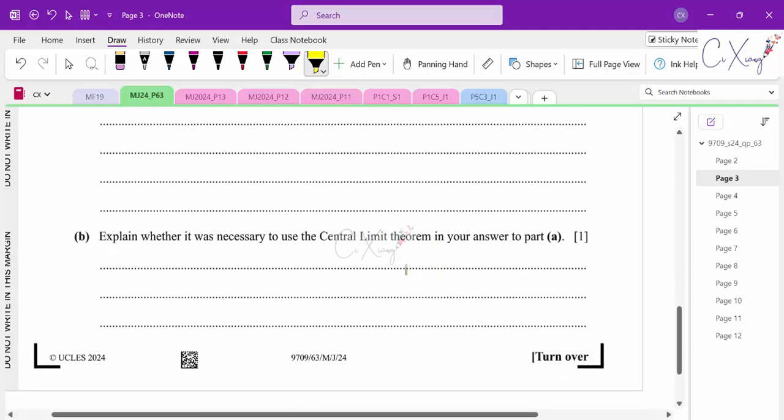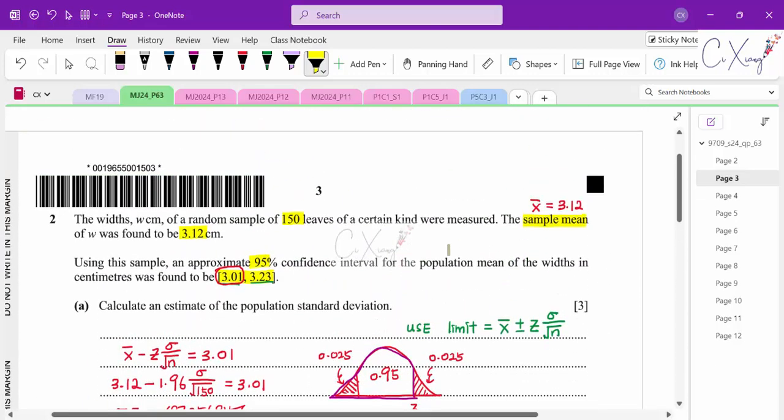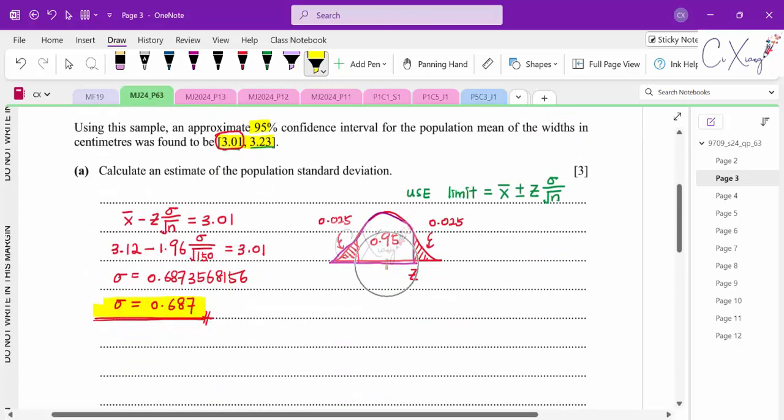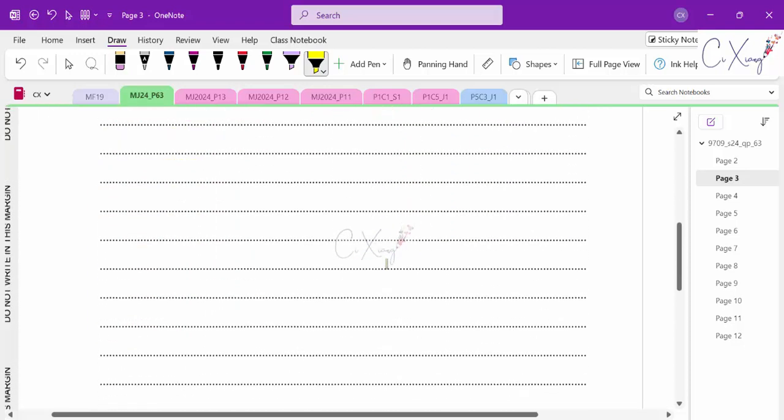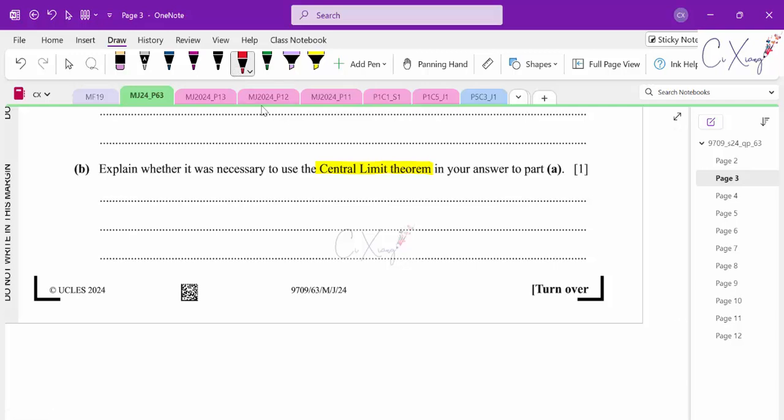They want us to explain whether it is necessary to use the central limit theorem in part A. Okay, so you go back to the question and please have a look for the question here. Did they mention anything about the distribution of population? So you can see from here, they didn't mention anything about distribution of population. All right, but when you do the calculation, we are using basically the normal distribution formula, right? Okay, so that means we are using central limit theorem in this case. Okay, so you have to tell them that I'm using the central limit theorem.